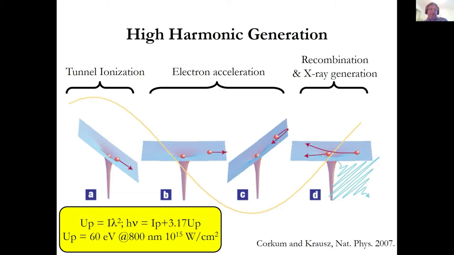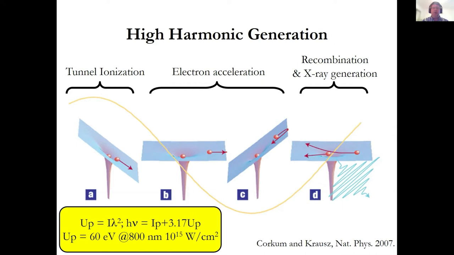Unfortunately, we cannot increase the intensity as much as we want. There are many lasers in the world that can deliver 10 to the 19, 10 to the 20 watts per centimeter squared. We cannot use these lasers to generate gas phase harmonics because, for example, in the case of helium, the maximum intensity you can use is about 10 to the 15, and I would say even a little bit below. This defines the maximum intensity, and then the maximum photon energy you can get at a fixed wavelength. So at 800 nanometers with a regular Ti:sapphire laser, UP is 60 eV, and when you do the calculation, you arrive at a maximum photon energy of about 200 eV.